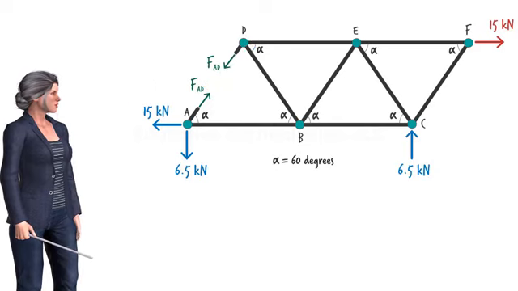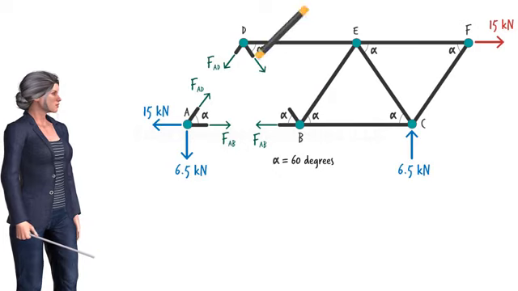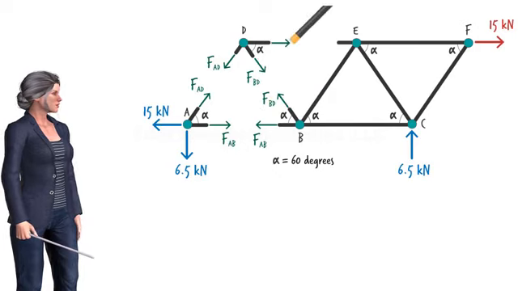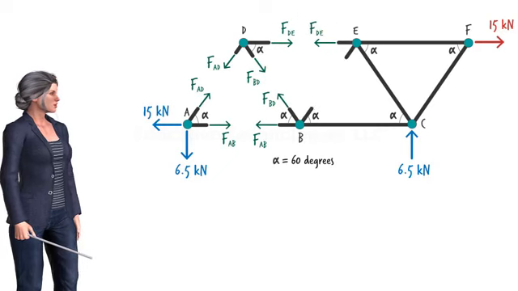Now consider member AB. Assuming it carries a tensile force, we can show the force acting at joints A and B pointing away from the joint. Using the same scheme, we can replace each remaining truss member with two arrows, acting at its end joints.